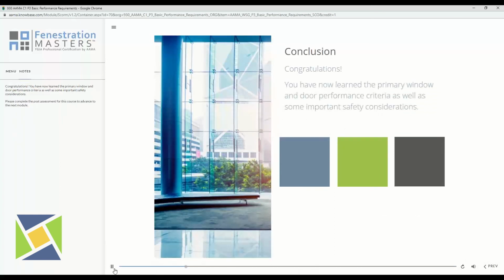Congratulations! You have now learned the primary window and door performance criteria, as well as some important safety considerations.